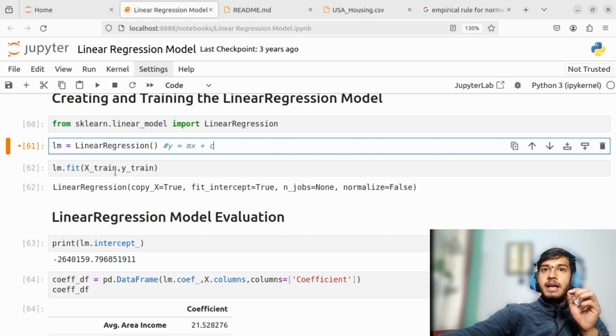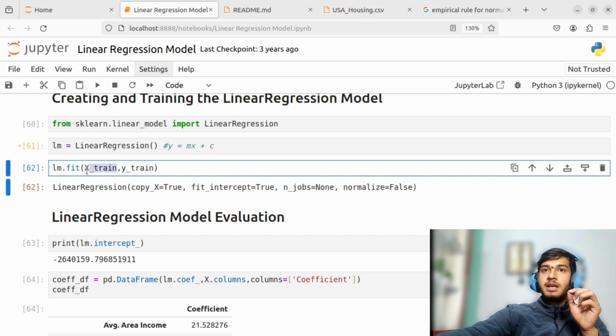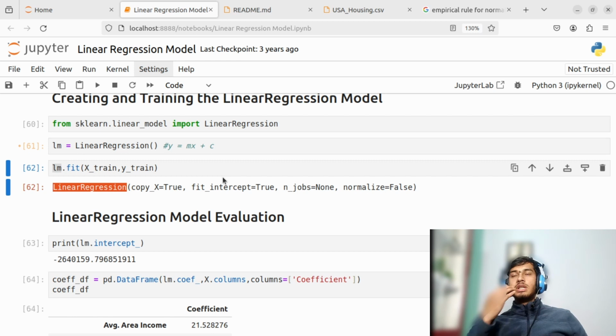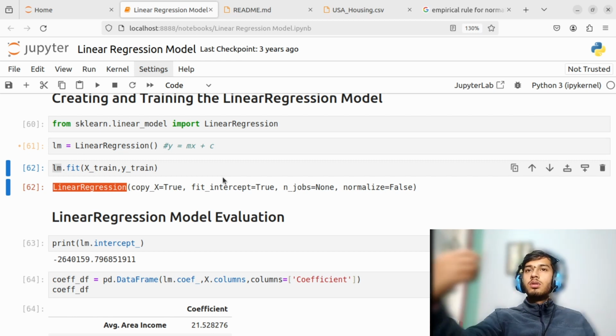Now we will fit our data. X train is our independent variables, and y is our dependent variable, or target variable. So now lm is your regression model object. Till here your model is created, and now you can give input to your model and start predicting.